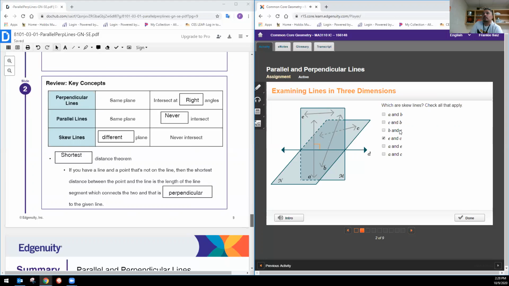Skew lines lie on different planes and do not intersect. Okay, so then that's also B and C. Oh, A and C also. I missed that one on the side.